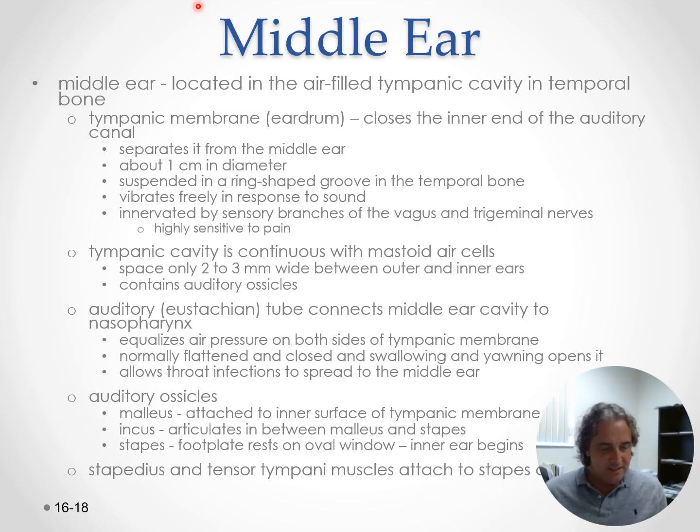I never really see the hammer, anvil, and stirrup, but the malleus is the first one, the incus is in the middle, and the stapes is the one touching the oval window. So an easy way to think from tympanic membrane to the oval window: MIS, malleus, incus, and stapes.